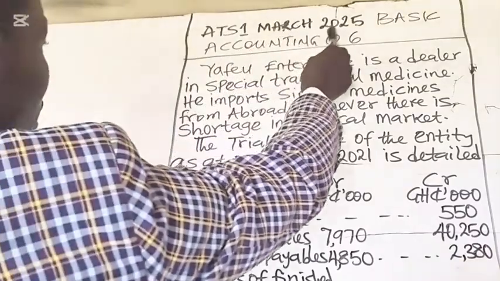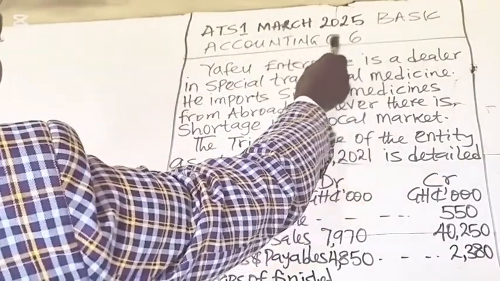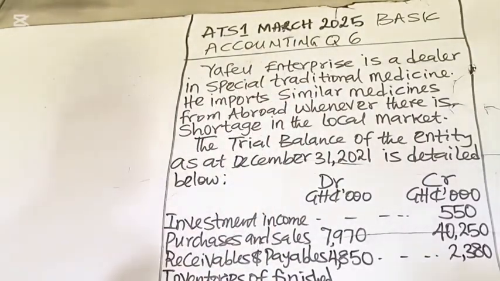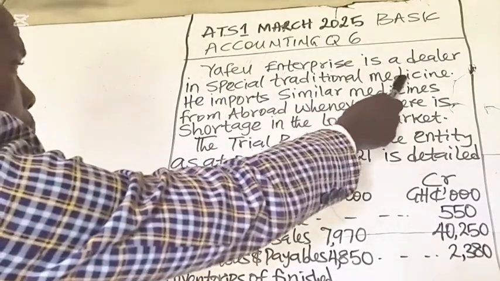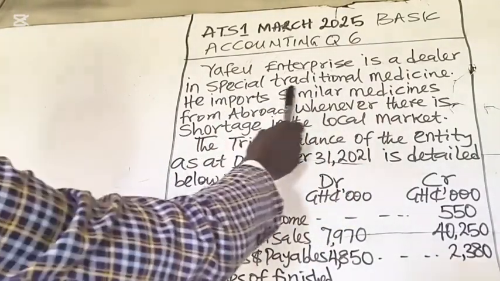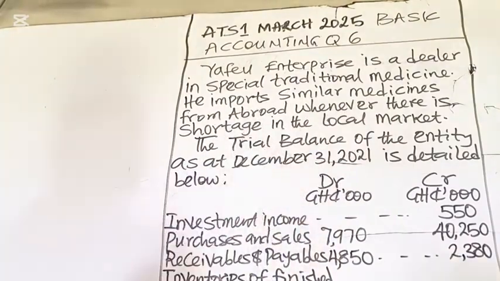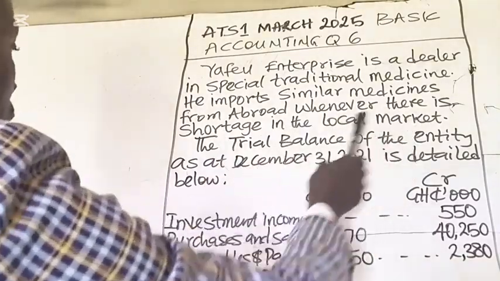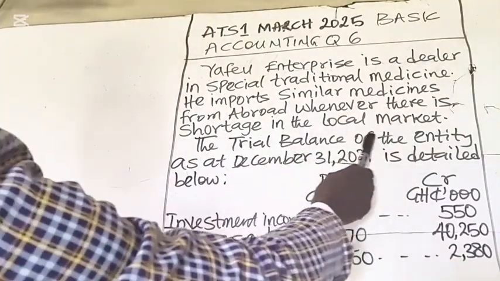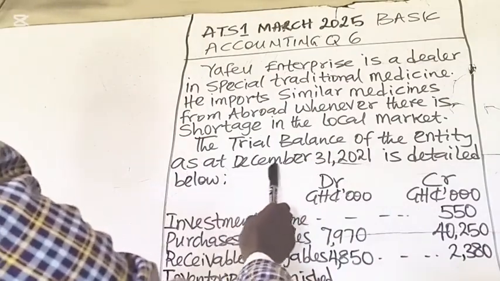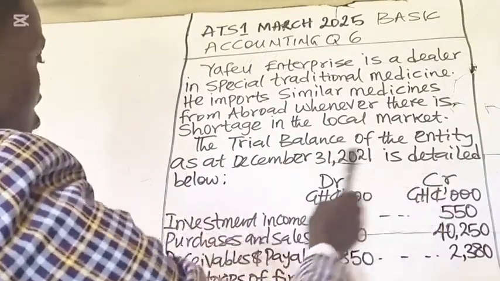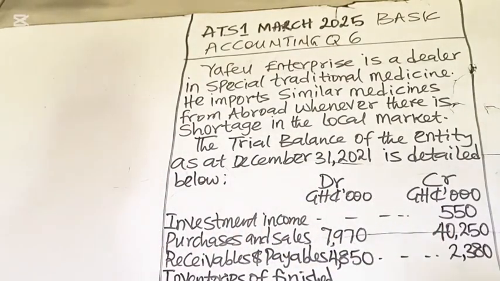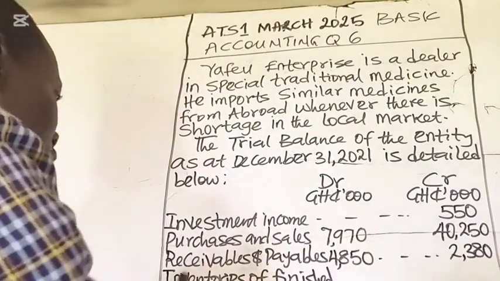ATS 1 March 2025, basic accounting, question number 6. Yafiu Enterprises is a dealer in special traditional medicine. He imports similar medicines from abroad whenever there is a shortage in the local market. The trial balance of the entity as at December 31st, 2021 is detailed below. We have the debit and the credit side, and the amount is in 1,000 Ghana cedis.